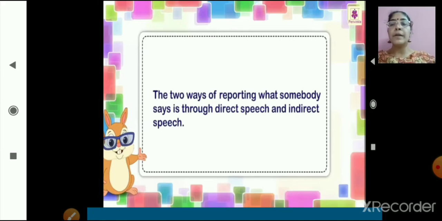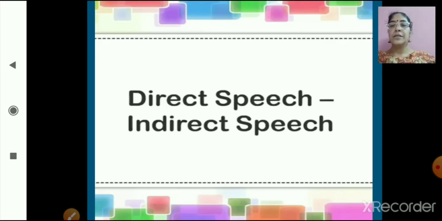The two ways of reporting what somebody says is through direct speech and indirect speech. You may be thinking, what is direct speech and indirect speech? So today in Chapter 12 we will learn about direct speech and indirect speech. There are two ways of expressing your conversation, your narration. Let's learn more about it.